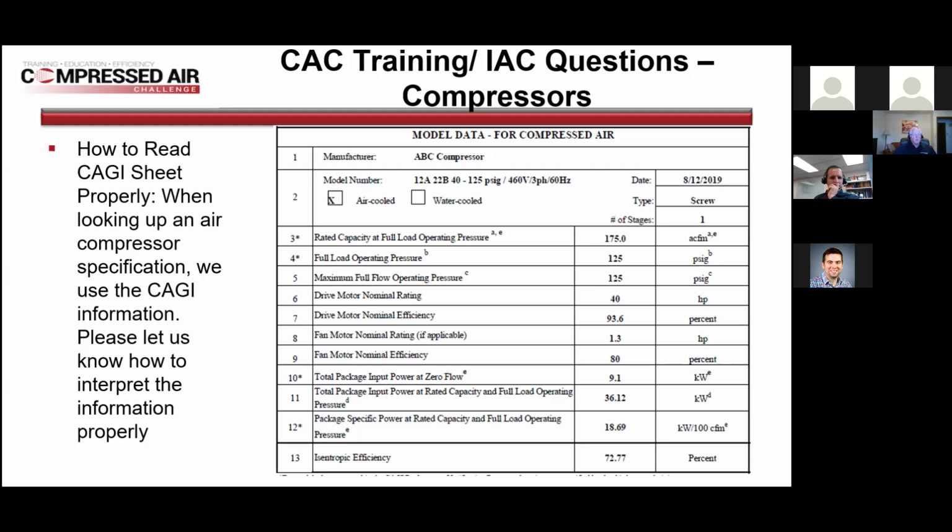If you look at the VFD one, the difference there is it'll give you the total package usage at different stages of the VFD, how it's being driven, and when it's operating and running.